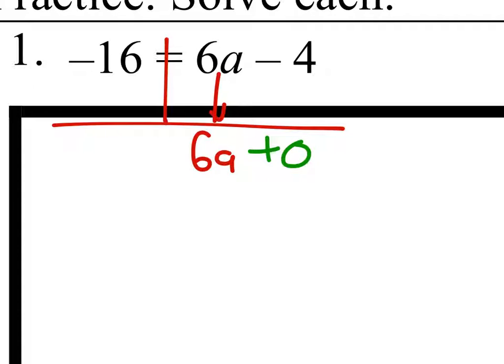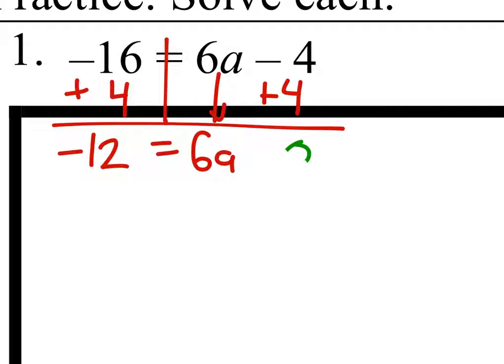So how do I get rid of that minus 4 radical? I would end up adding 4. But if I do it to one side, I must do it to the other side to maintain equality. So I got 6a equals negative 16 plus 4, which is negative 12. And the plus 0 there is just the additive identity, so we don't need that.